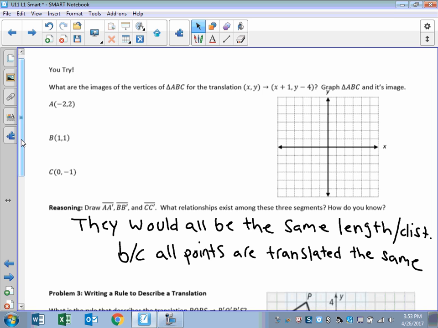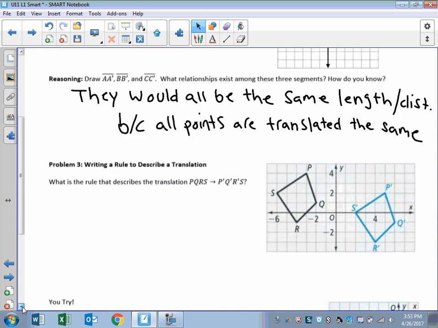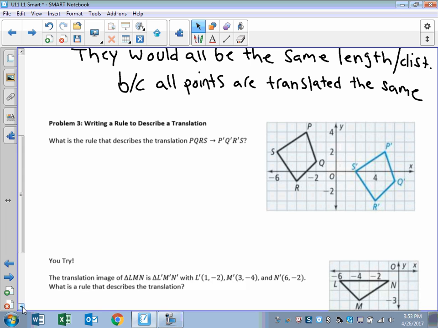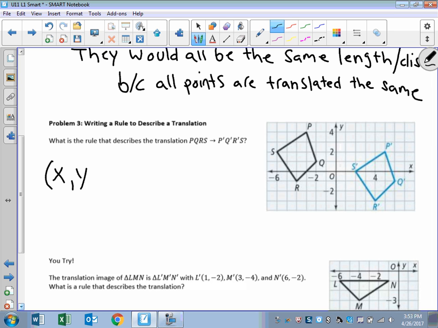Okay, so that's if you're given the rule, you can translate the points or the shape by applying the rule. The other thing you could do, or they could give you, is you could have the two shapes, the pre-image and the image, and you have to decide what the rule is. So when we write our rule, it's always going to start with x, y to let you know that's the original, followed by an arrow to let you know that you're doing some kind of transformation. Then it's going to be x plus or minus something, and then y plus or minus something.